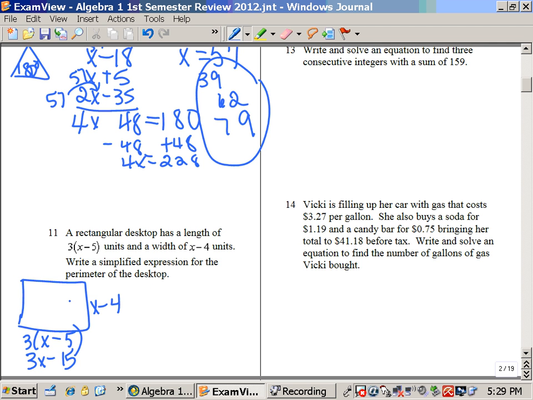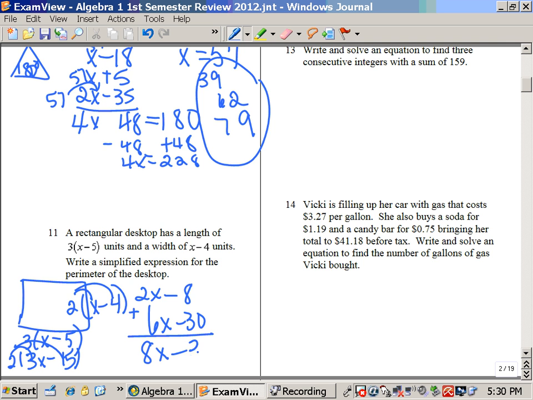Now, I have 2 of these and I have 2 of those. So I'm going to distribute the 2. That gives me 2x - 8. I'm going to distribute this 2, and that gives me 6x - 30. Now what do I need to do to those 2? Add them together, 8x - 38.